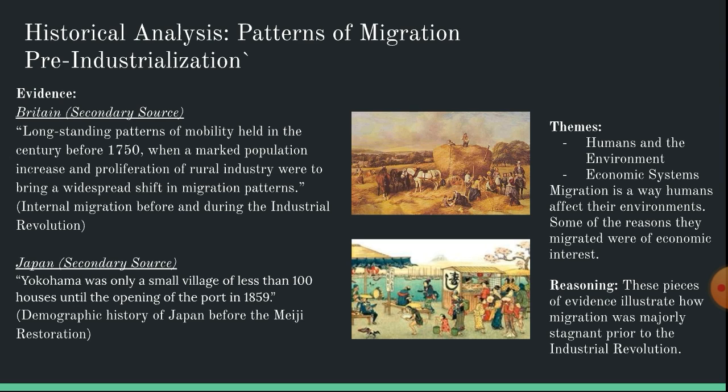The evidence for patterns of migration in pre-industrial Japan is a secondary source, from a collection of charts and analysis on Japan's population, that shows the changes in demographics in the rural village of Yokohama. It shows how the small population before industrialization grew exponentially during the Industrial Revolution in Japan.